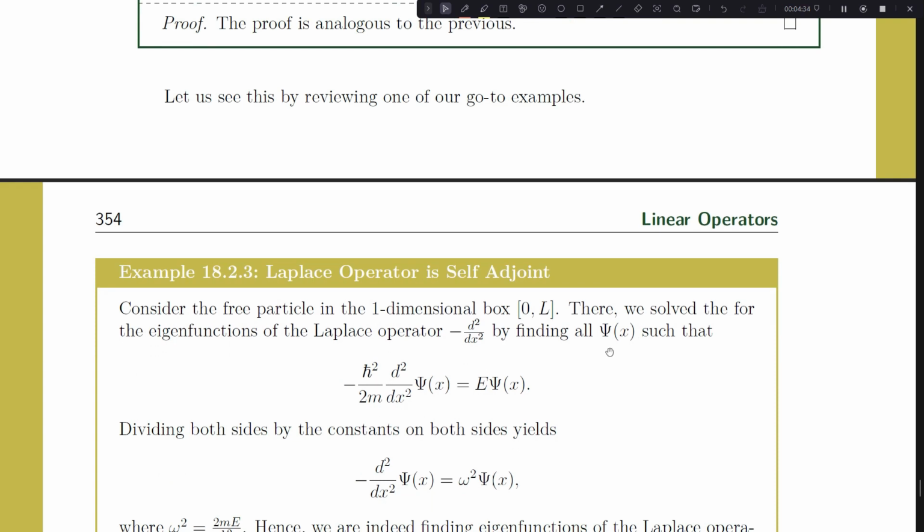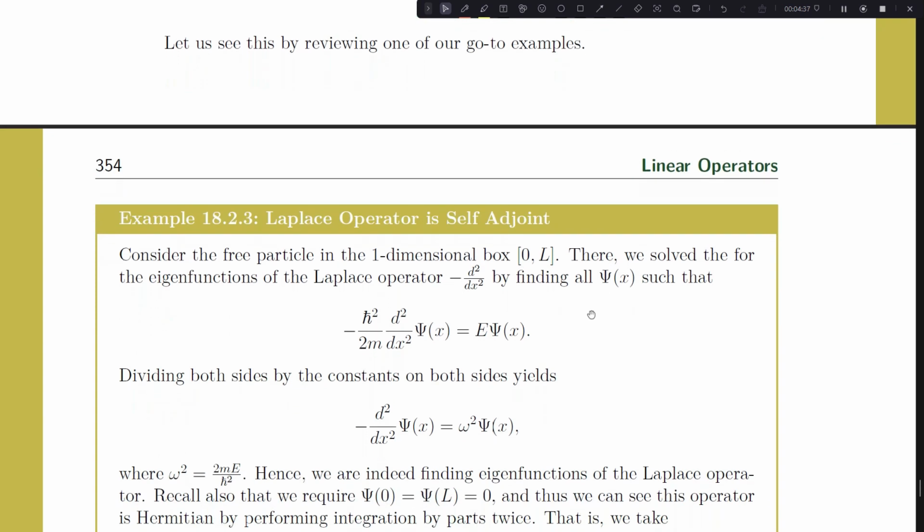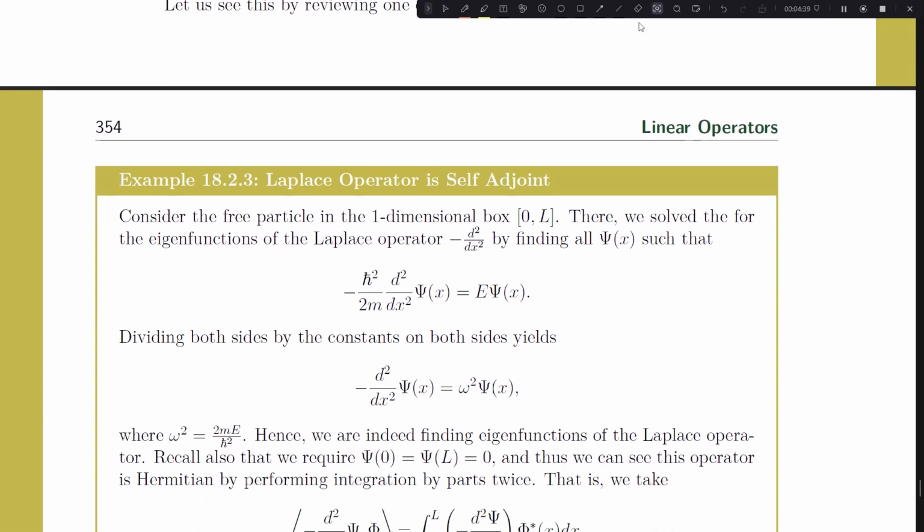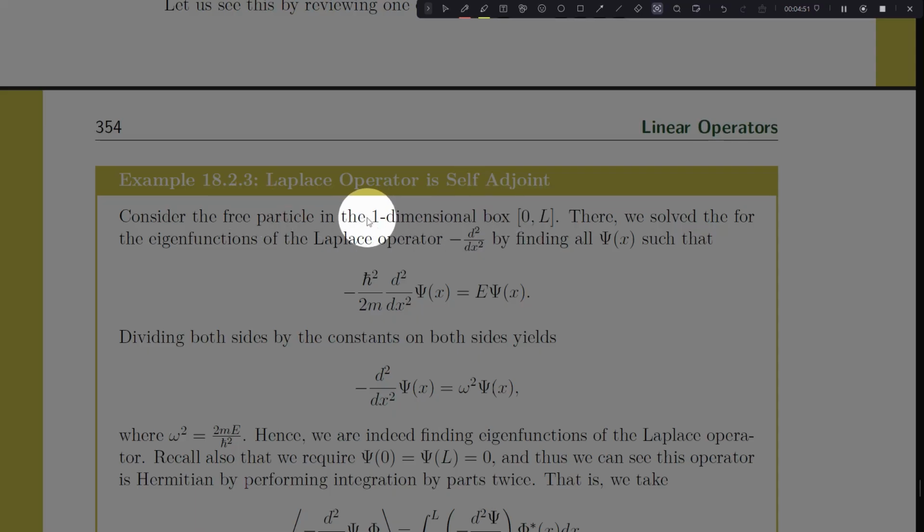So jumping down to the Laplace operator, I'm going to head over to the whiteboard to make this a little bit more clear. Let's recall our Laplace operator is two derivatives in space, and there's a negative sign out front. And we're going to think about the free particle in the one-dimensional box. Okay, so jumping over to the whiteboard, let's say free particle in 1D box.